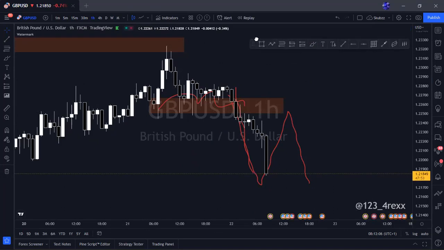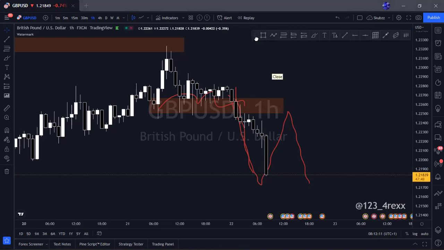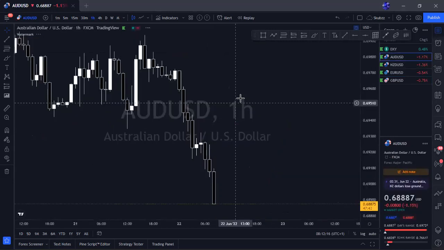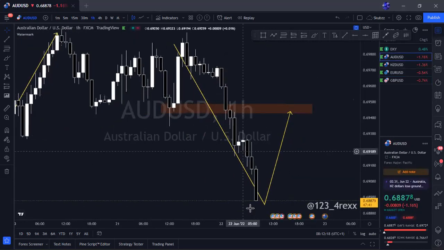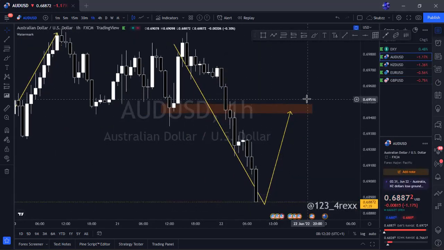Have you checked AUD/USD already? AUD/USD broke. I checked AUD/USD. This is what I have on AUD/USD. It has broken structure already. So I'll be waiting for that retest.